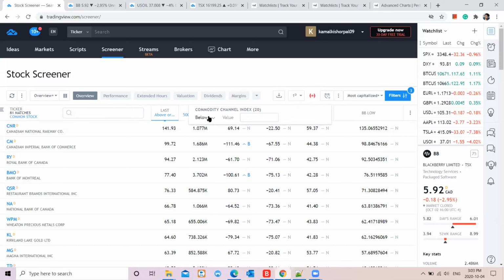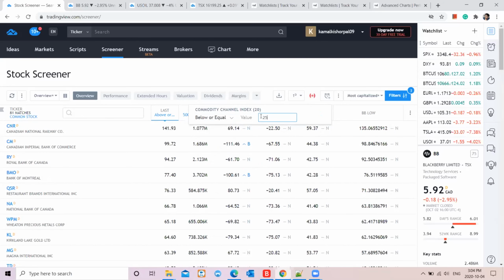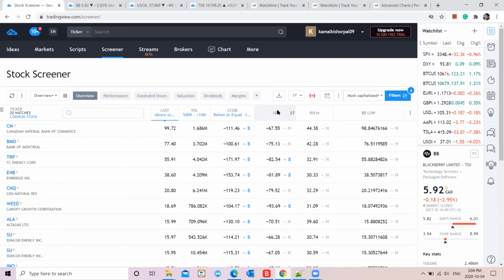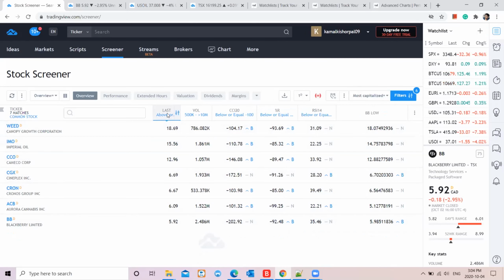Then CCI is below or equal to minus 100, or minus 75, as you desire. Okay, I'll keep minus 100. Yeah, minus 100. And then Williams R below minus 75 or minus 85. RSI below or equal, below 30, or equal to how much? 40, make it 40. And run. How many did you get? 7.